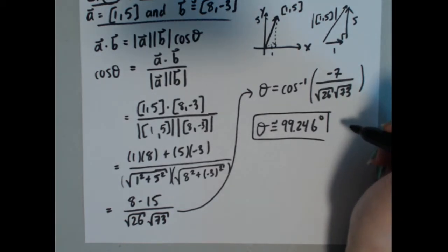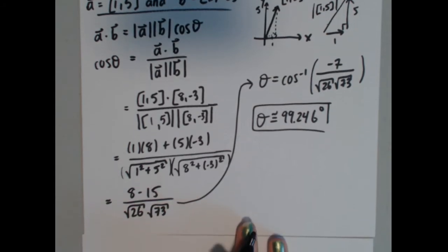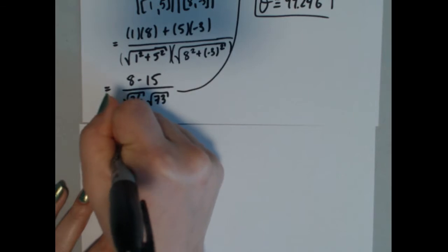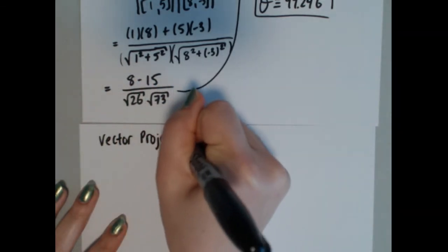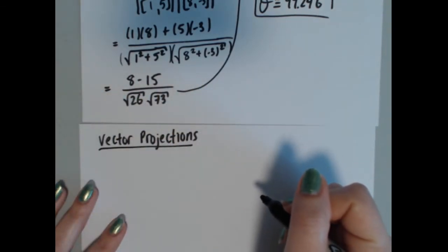All right, let's move on to the next topic. Now that we know how to do the dot product, there's a really important application of the dot product, and that application is called vector projections. This is going to be the rest of section 7.3.